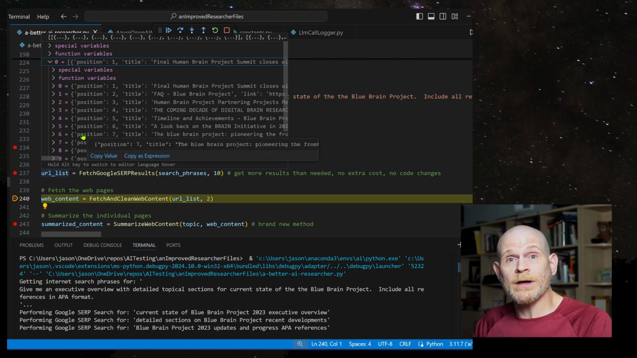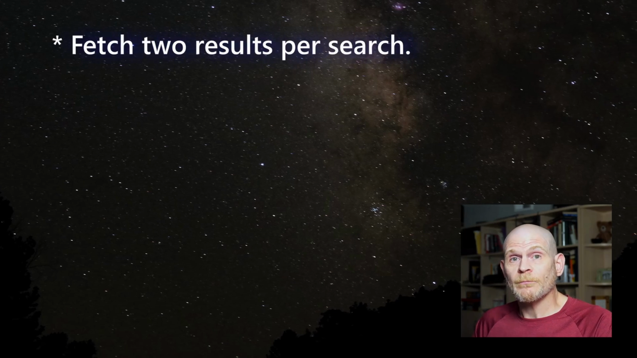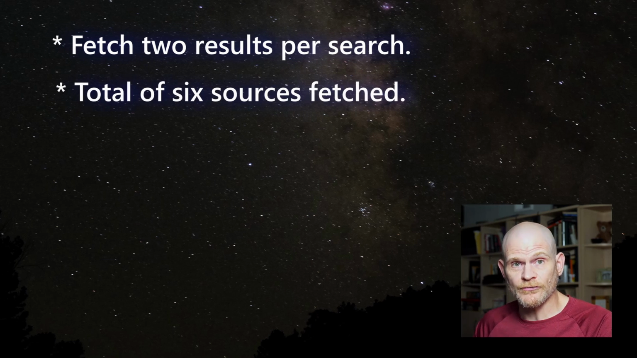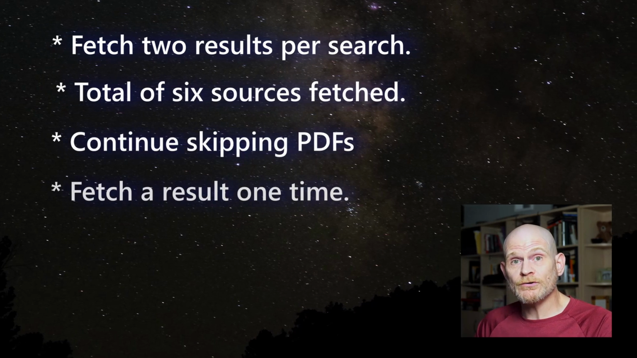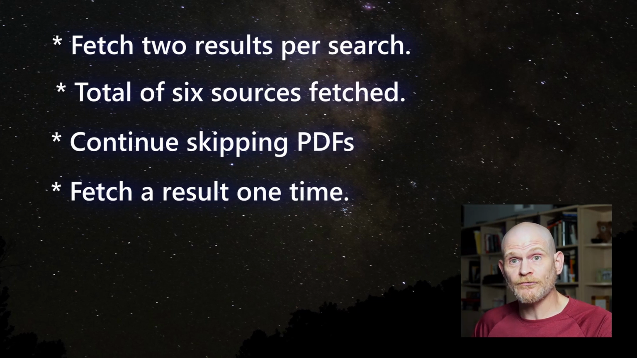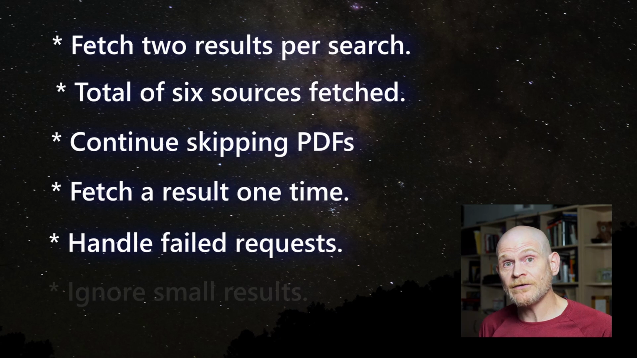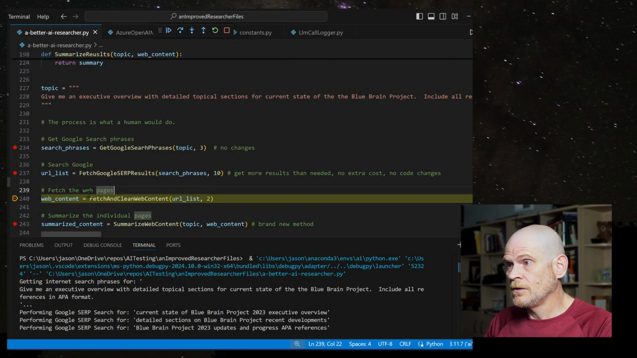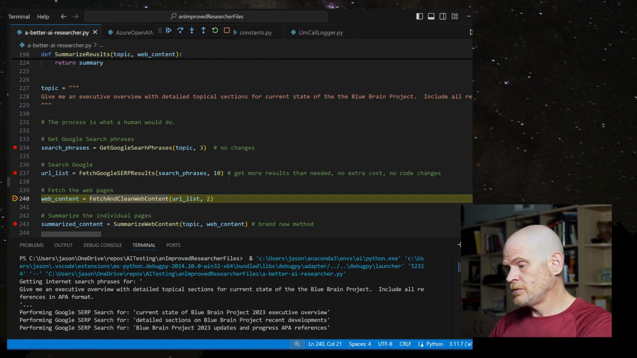Now we want to fetch the web content. Here there are considerable changes from the basic researcher. We want to get 2 results per search for a total of 6 results across the 3 Google searches. We want to continue skipping PDFs. We want to handle duplicate URLs across result sets, fetching each result only once. We want to handle failed web requests and ignore requests that are very small. So let's do that. Right now we've got all of our lists. We're going to pass them into fetch and clean web content.